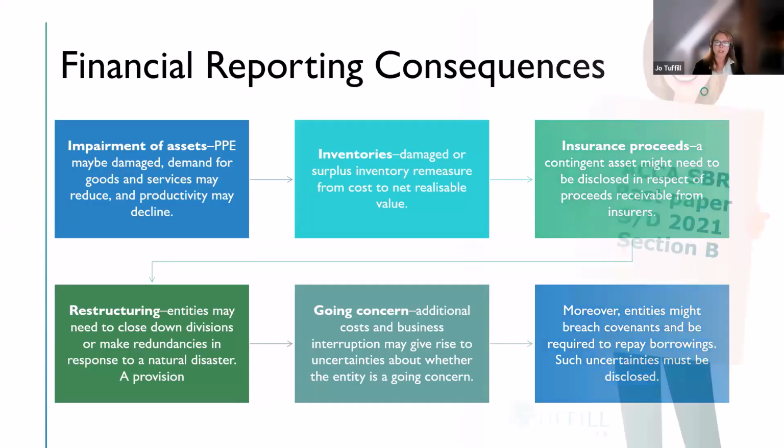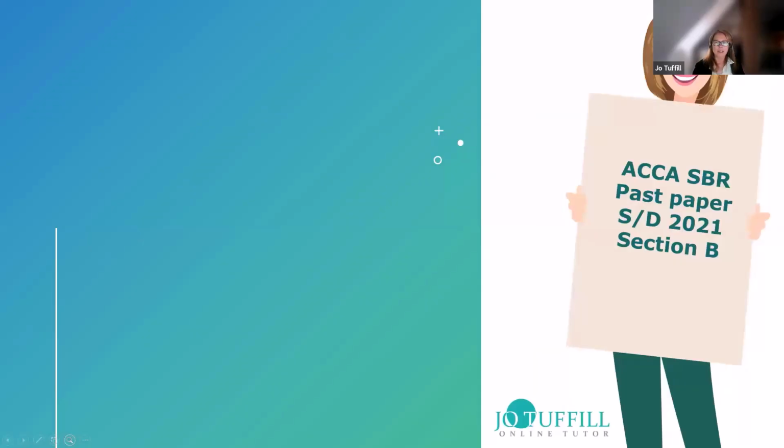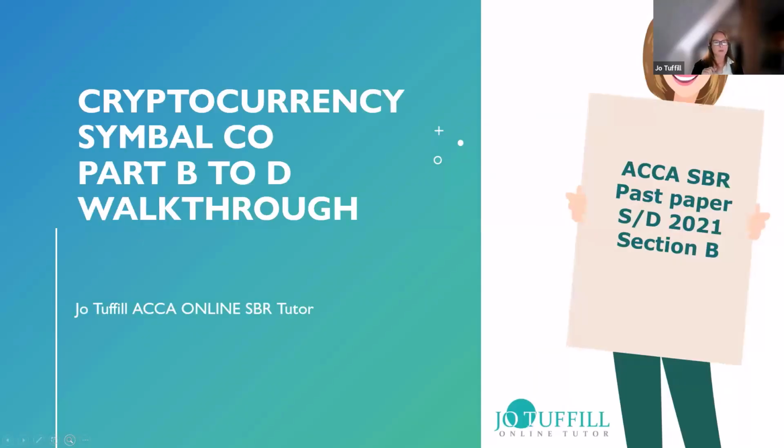Right, so let's now have a look at an exam question. So I'm going to go through an exam question on the practice platform, and it's called Cryptocurrency Symbol Company. And it's a part B question, and it's also part B to D I'm going through. I'm not going through part A. It's a section B question on this area. So let me swap to the practice platform.